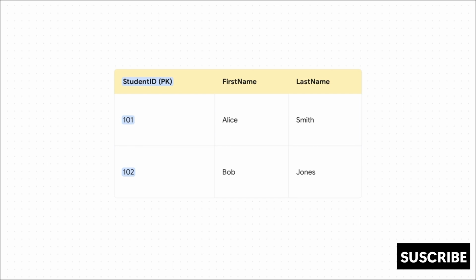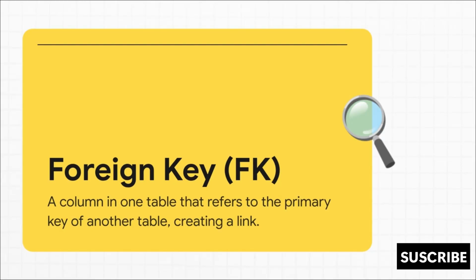So if we look back at our students table, that student ID column, that's our perfect primary key. And why is it perfect? Simple, because no two students can ever have the same ID number. It is a guaranteed unique identifier, and that's exactly what we need. Okay, so if the primary key is the unique address for a row in one table, think of the foreign key as, well, it's the thing in another table that knows that address. It's the connector.